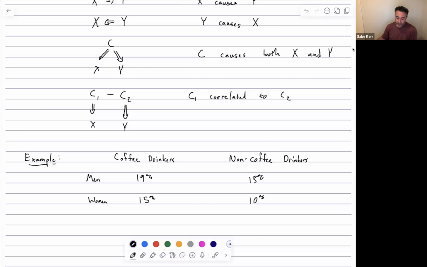Now I said they found that coffee drinkers had a better chance of living longer than non-coffee drinkers. And when you look at these numbers, you see sort of the opposite type of correlation. You're seeing that if you drink coffee, then you actually have a higher chance of dying earlier. So you're seeing the opposite kind of correlation.